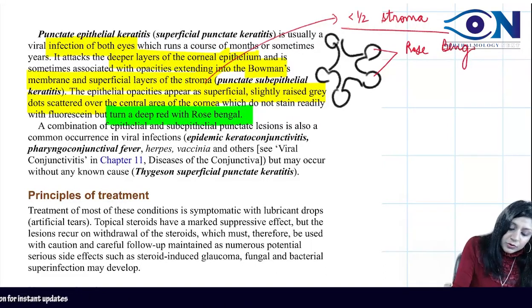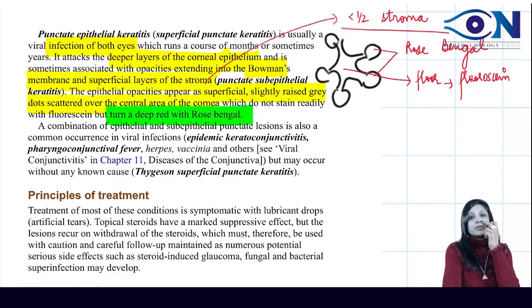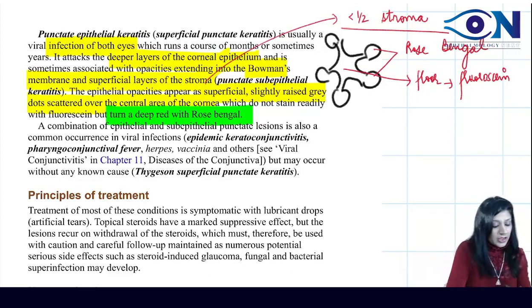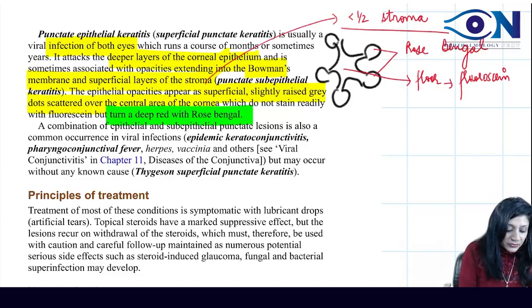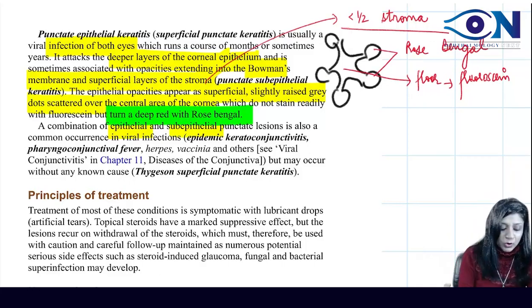While if you look at this floor, F for floor and F for fluorescein, floor and fluorescein. So floor is stained with the fluorescein dye, while the knobs are stained with the rose Bengal dye. A combination of epithelial as well as the subepithelial punctate lesions is also common in occurrence. So when you are having that combined, then it can be called as epidemic keratoconjunctivitis, pharyngoconjunctival fever.